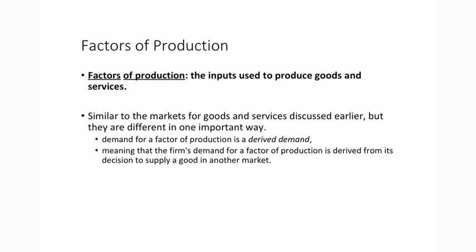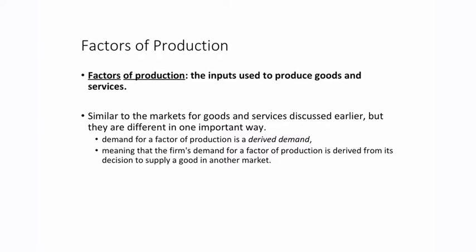This is Module 6, and in this video we will discuss factors of production. So recall that a factor of production is the inputs that a firm uses to produce goods and services. We have three broad categories of factors of production: land or natural resources, labor or workers, and capital, specifically physical capital, such as machines, tools, and factories.